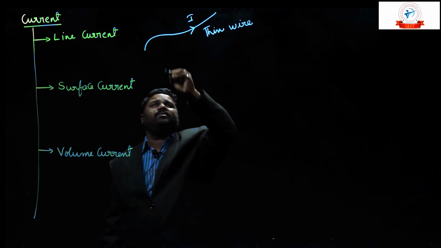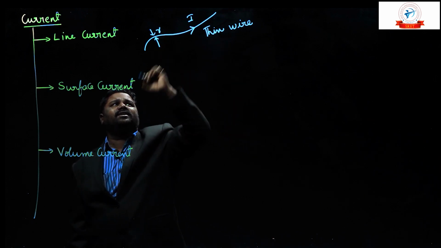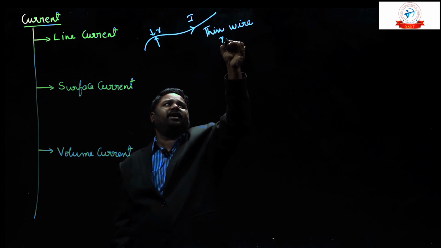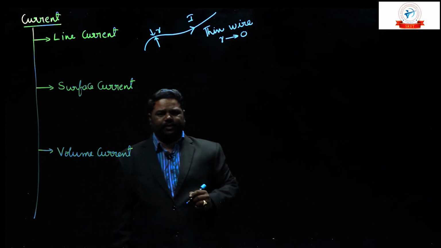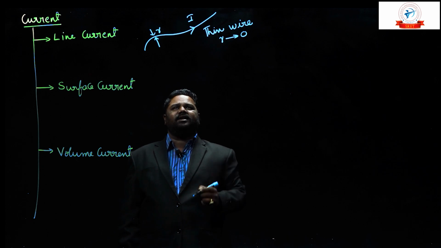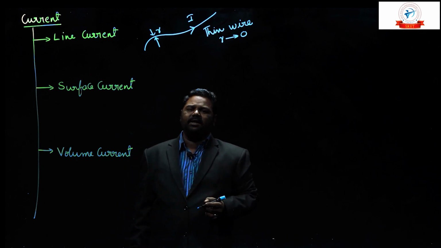Then what is meant by thin wire? Thin wire means, if we consider the radius of the conductor, the radius of the conductor tends to 0. Our radius is approximately 0, very small. Then the conductor is called a thin wire. So current flowing through a thin wire is called a line current.